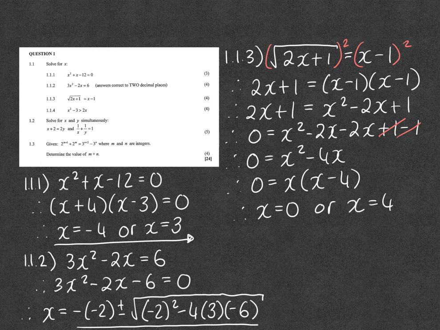Are we done? No, we're not. Remember, whenever we square both sides, we always need to substitute our answers back into the equation at the top to check whether it is working or not.